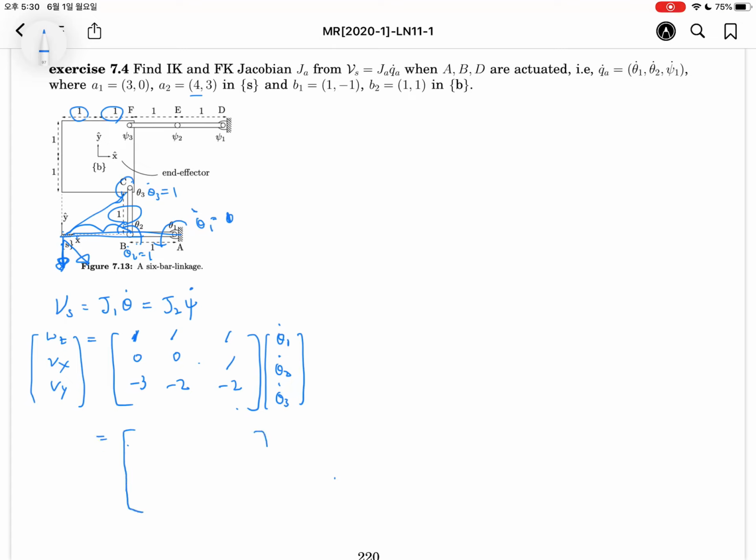Okay, on the other hand, J2 is related to psi 1 dot, psi 2 dot, psi 3 dot. Psi 1 dot moved like this at that time. Okay, psi 1 dot as 1.